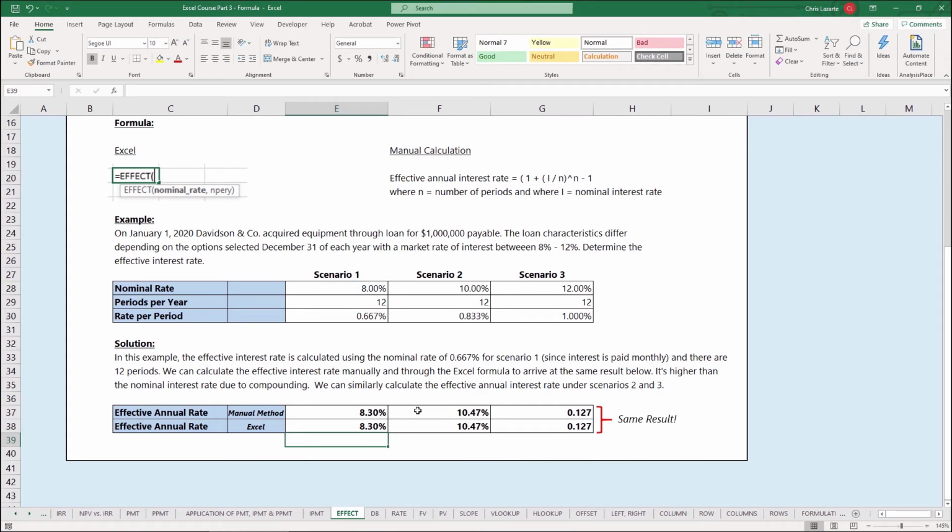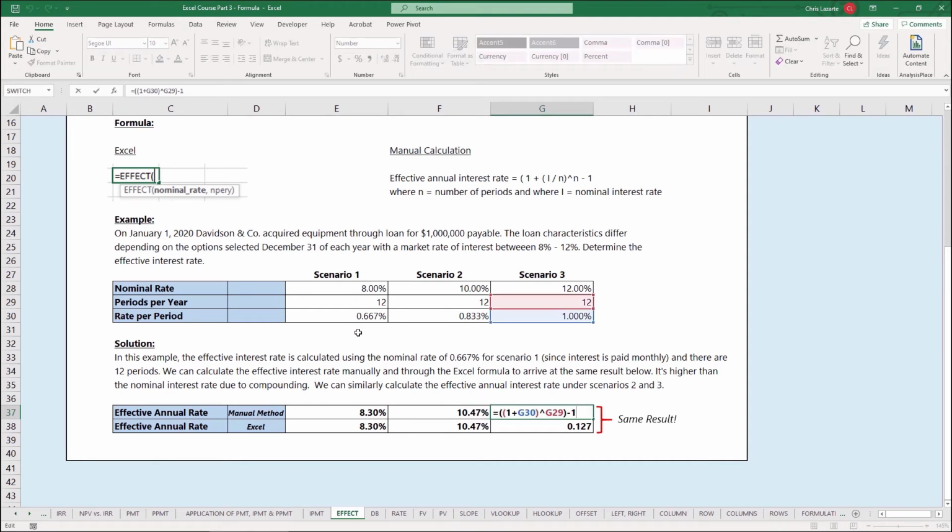If we perform the same calculations, but with the data in scenarios 2 and 3, we can see that the effective annual interest rate in scenario 2 is 10.47%, and in scenario 3, it's 12.7%. Let's take a look at how that compounding works. Let's assume that we want to analyze scenario 1 in greater detail.